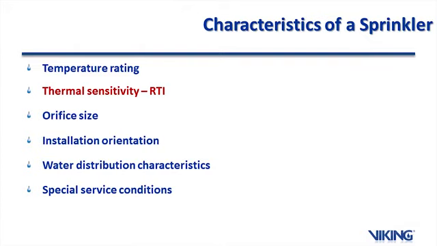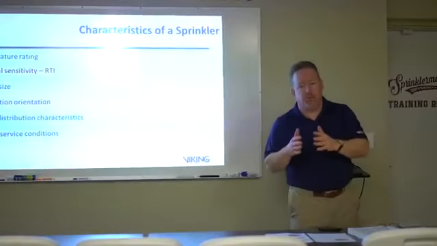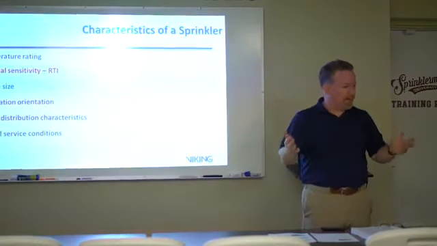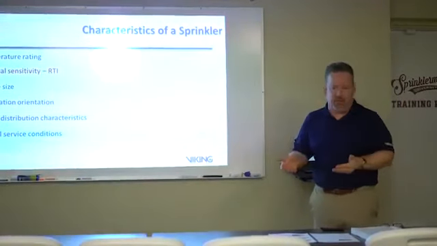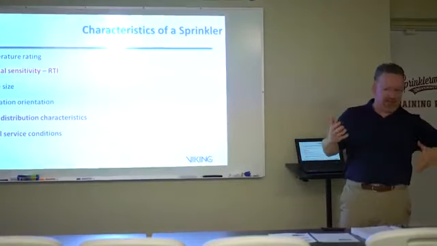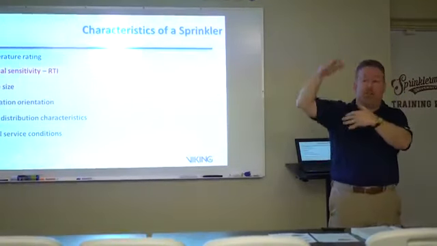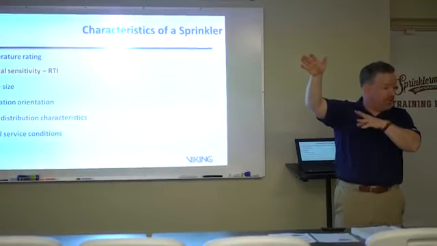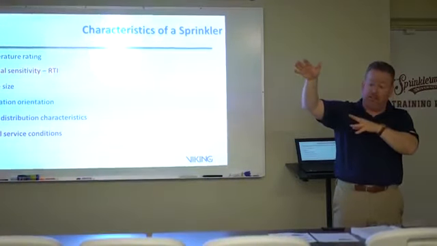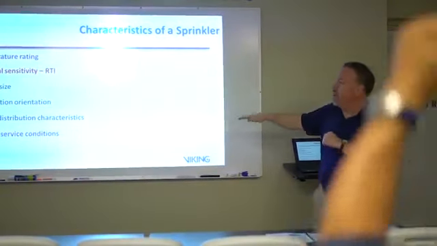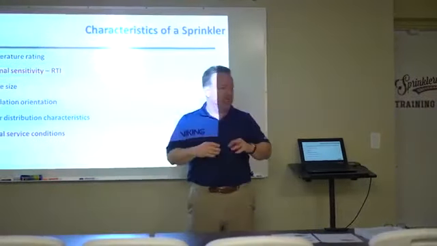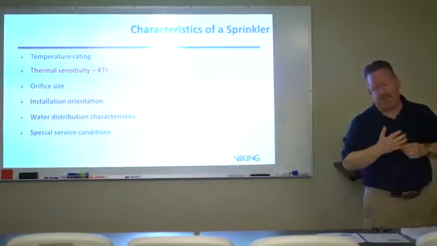That's what we call thermal sensitivity. Thermal sensitivity is different than its temperature rating. Okay, the thermal sensitivity is the speed at which the sprinkler will react to the temperature when it gets to its operating temperature. So if I have a 155-degree rated sprinkler, once I get a fire going and it gets to that operational temperature at the ceiling level, how quickly is that sprinkler going to respond? That's what we call its RTI, or response time index.